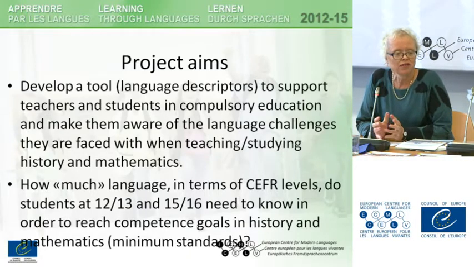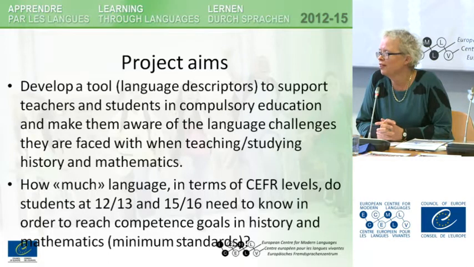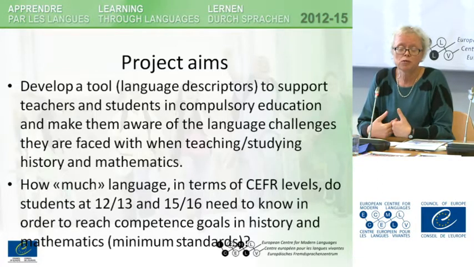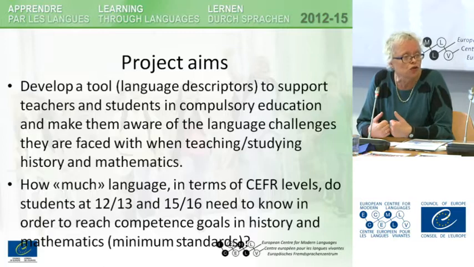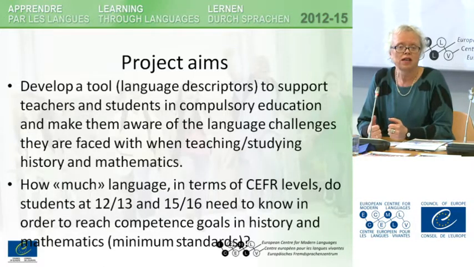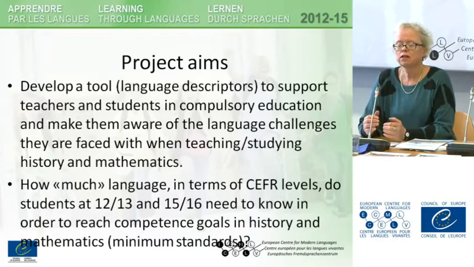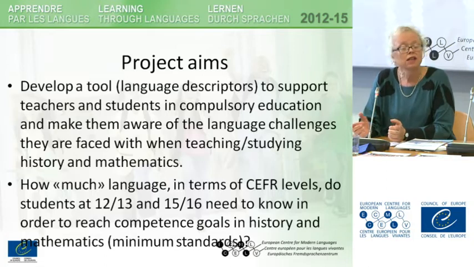In addition, we gave the descriptors to 230 teachers of mathematics and history, and we asked them to identify the subject they represented and also the age group which they represented. And the question they answered was, how do my students need to know this in order to reach the competence goals in this subject? And the teachers answered yes or no.